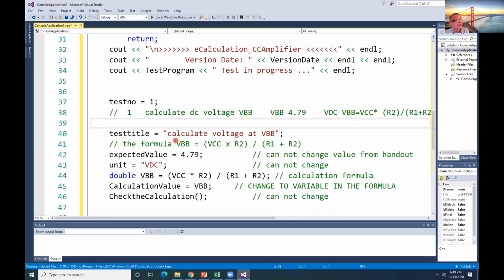Okay. So now in that comment here, telling you first title, calculate, then you can copy the title here. Copy, Control C, paste it here, Control V. And now the formula. You can say this is a VBB equal. That is a formula. VCC times R2. And now you paste the formula.